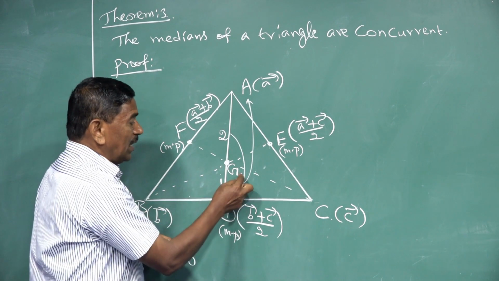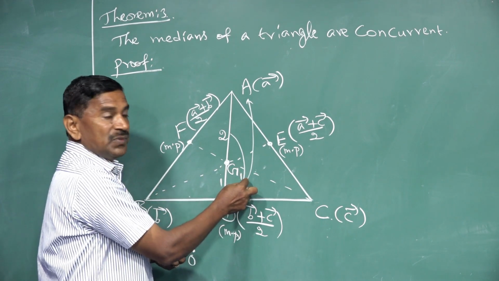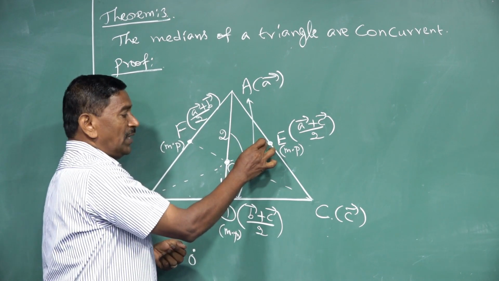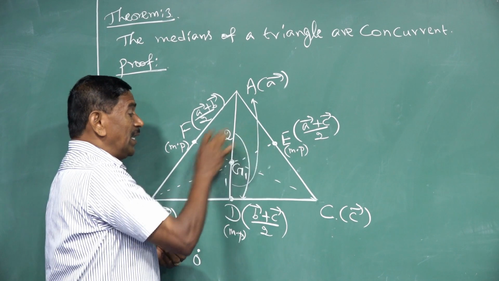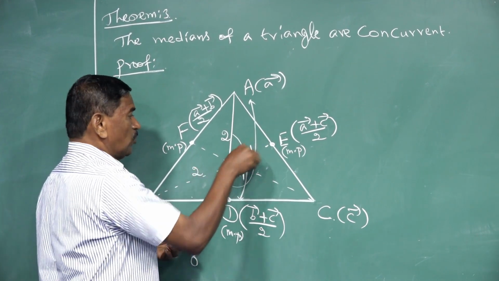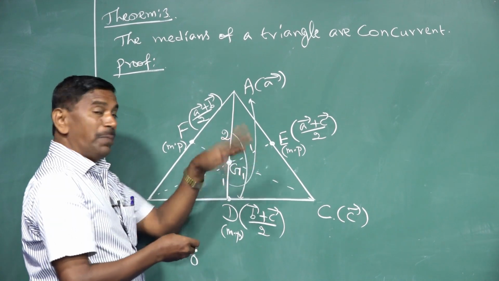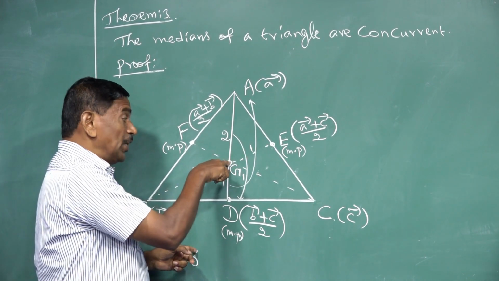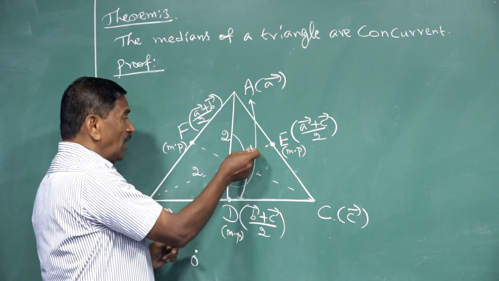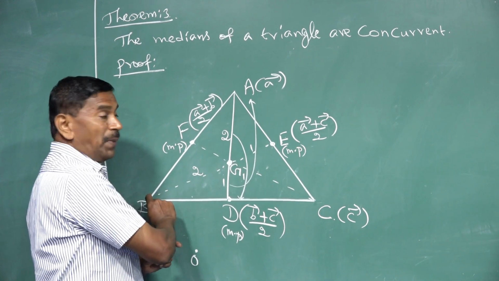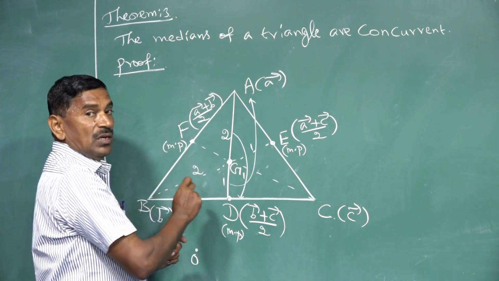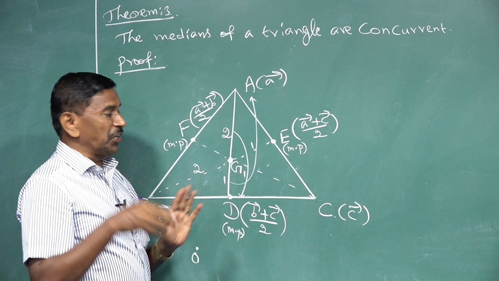Similarly, let G2 be a point on BE which divides it internally in the ratio 2:1. Therefore, by the section formula, OG2 vector is equal to 1 into OB vector plus 2 into OE vector divided by 1 plus 2. And after simplification, we get the second equation.